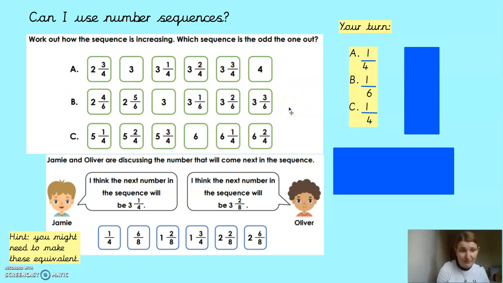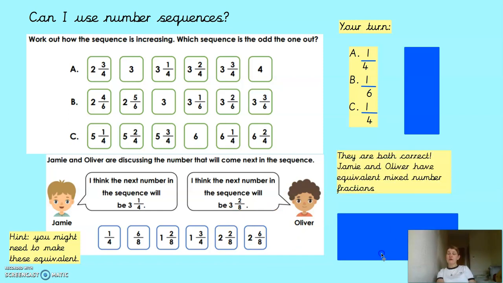With Jamie and Oliver, so if I look, we've got a bit mixed here. So yeah, there was a hint to try and make them equivalent. I would have turned them all into 8s, which would have showed me that it's going up by 4/8 every time. So if I added on 4/8 to 2 6/8, that would be 3 2/8 or 3 1/4. Because what Jamie's done is he's simplified 2/8s down to a quarter. Okay. Have a little go.